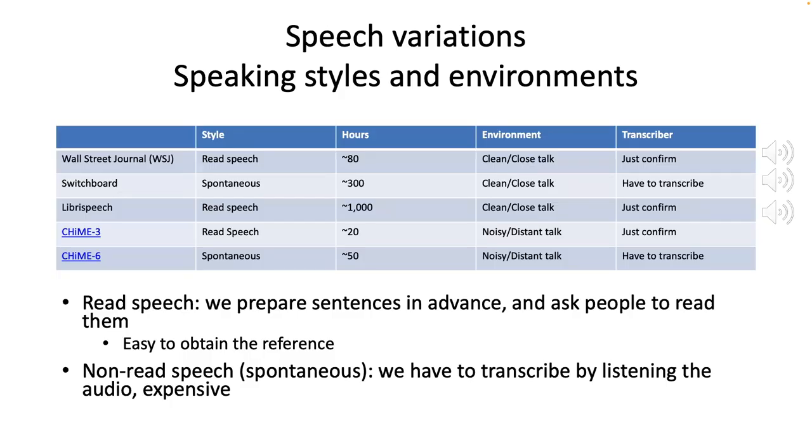So there are a lot of speech databases, ways to collect speech. And we actually have two types of speech data. One is read speech, where we prepare the sentences in advance and then ask people to speak them. And then we have the speech and the corresponding sentences, right? So this is quite easy to obtain. And many of the initial speech recognition databases were collected like that. So this type of database is called read speech.